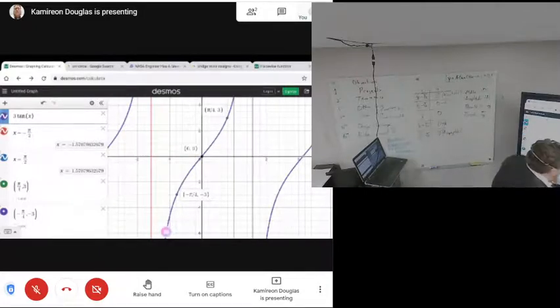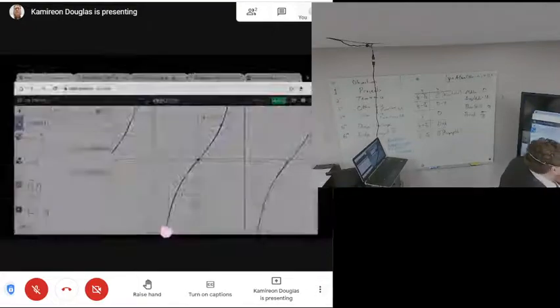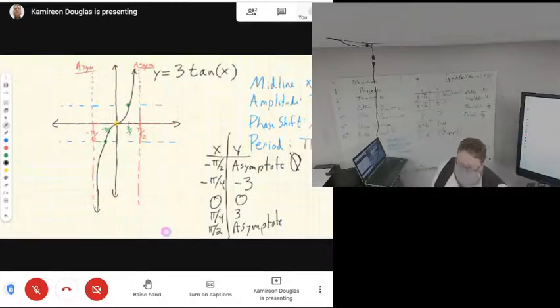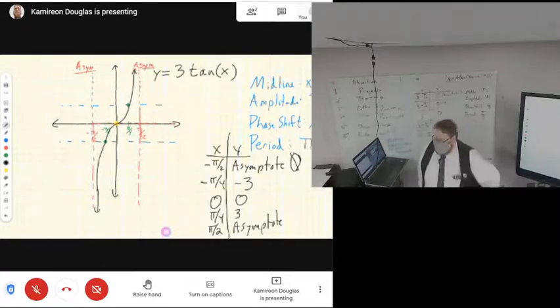Look at the next one. You notice that I put a lot of dashed lines up here? Some of them are things like amplitudes or midlines. Some are asymptotes. The ones that are asymptotes really, really matter because those I can't actually get to, I have to approach. Whereas midlines and amplitudes, I can touch those whenever I need to.